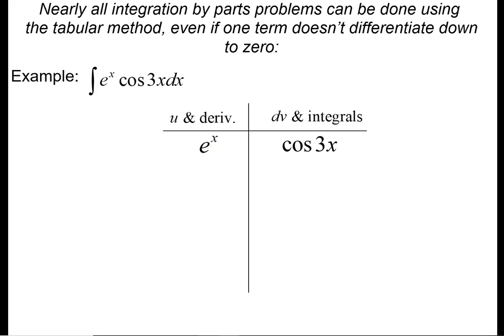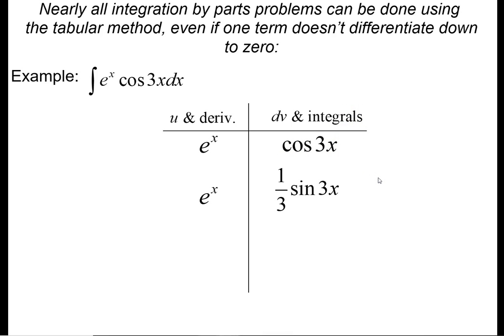So I'll show you where to stop the table in just a second. We've got e to the x is u. That means dv has to be cosine of 3x. So I'm going to go one row at a time. The derivative of e to the x is e to the x. Remember over here you have to integrate or get the antiderivative of cosine of 3x.